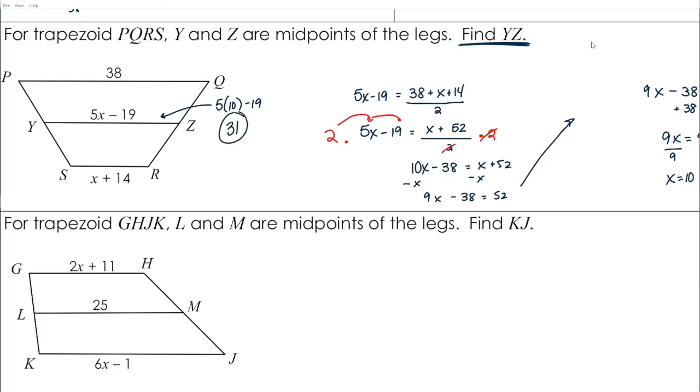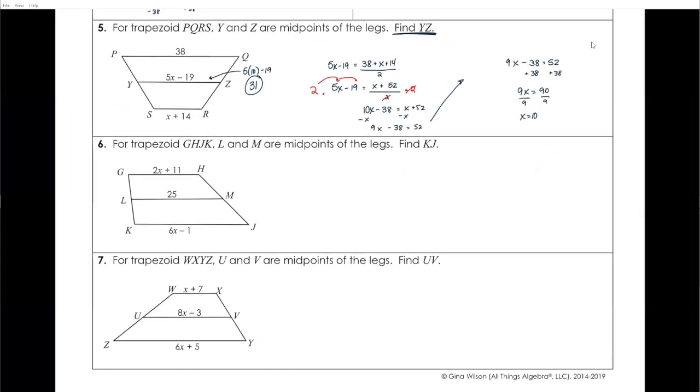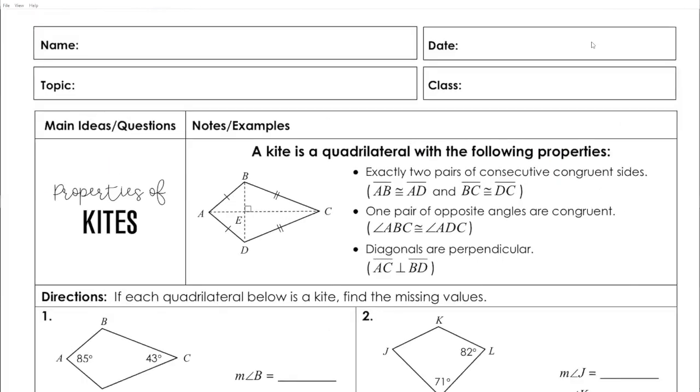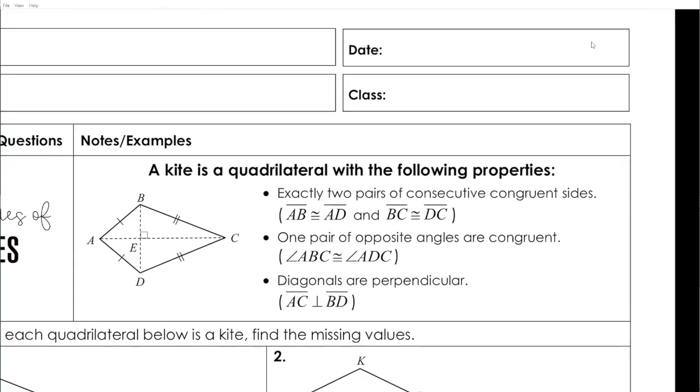All right, and our final piece of quadrilateral that we're learning for this unit is a kite. A kite is a quadrilateral that has no parallel sides. Now, we do have two pairs of congruent consecutive sides, so you'll have short sides and long sides. That's the way we'll refer to it in the video.